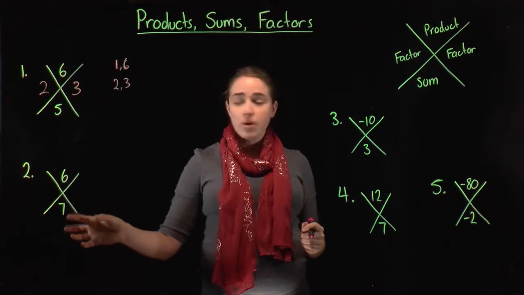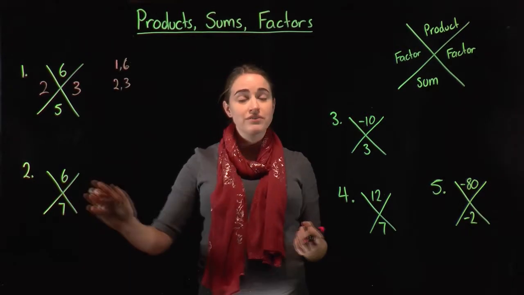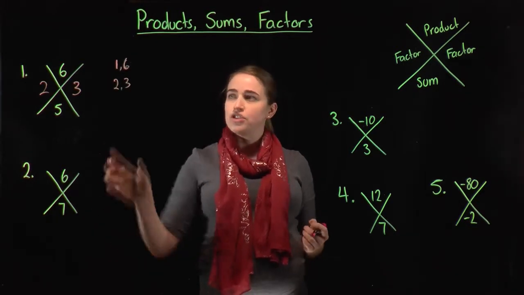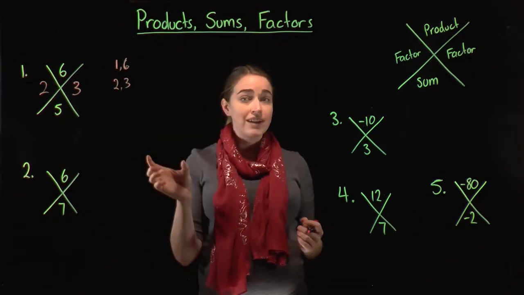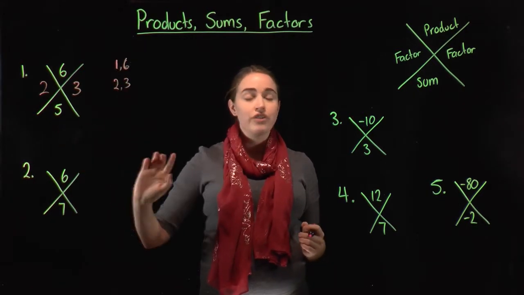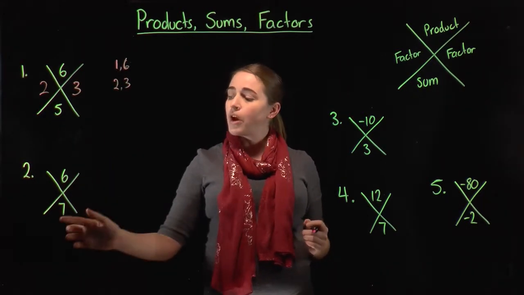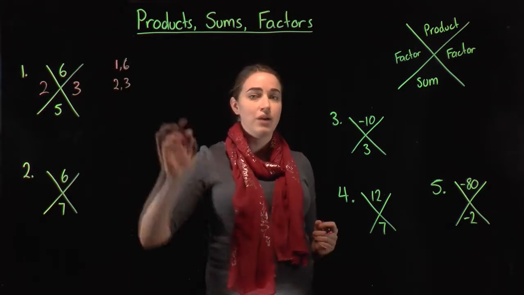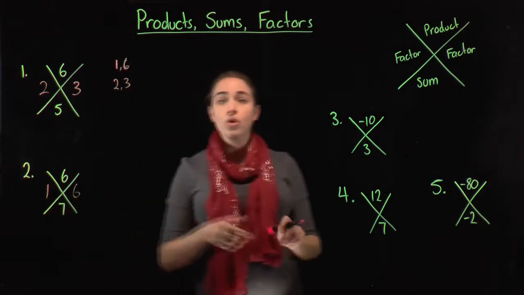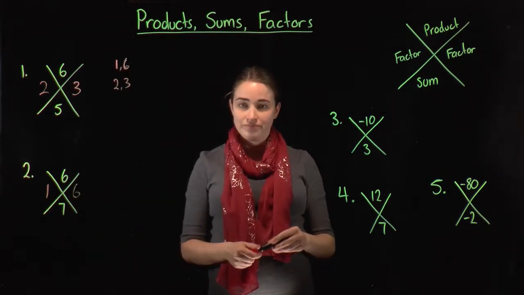For our second problem, we still have a product of 6, but this time we wanted a sum of 7. So that's going to change it. We've still got our possible factors written up here, but this time my 2 and my 3 only added to 5, so that's not going to work. What we're going to have to use for this one instead is my 1 and my 6, because they'll still multiply to give 6, but they'll also add to give 7.